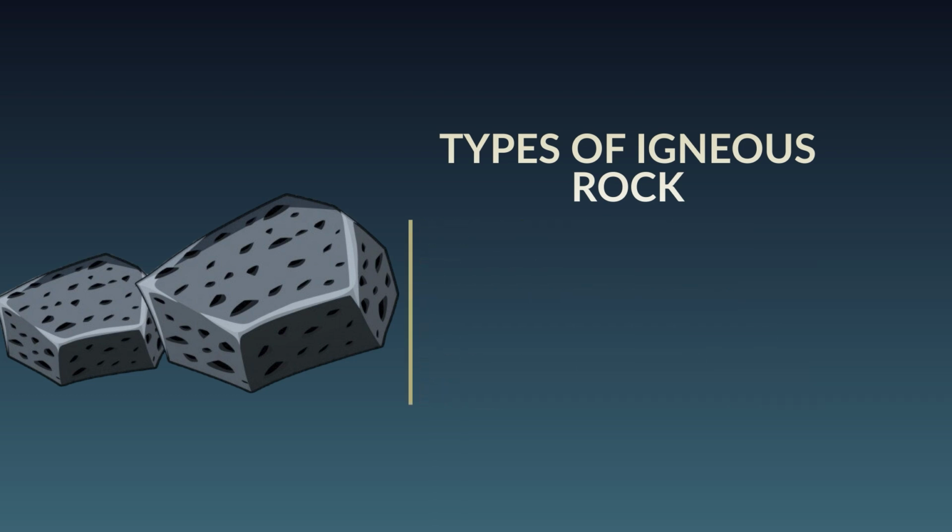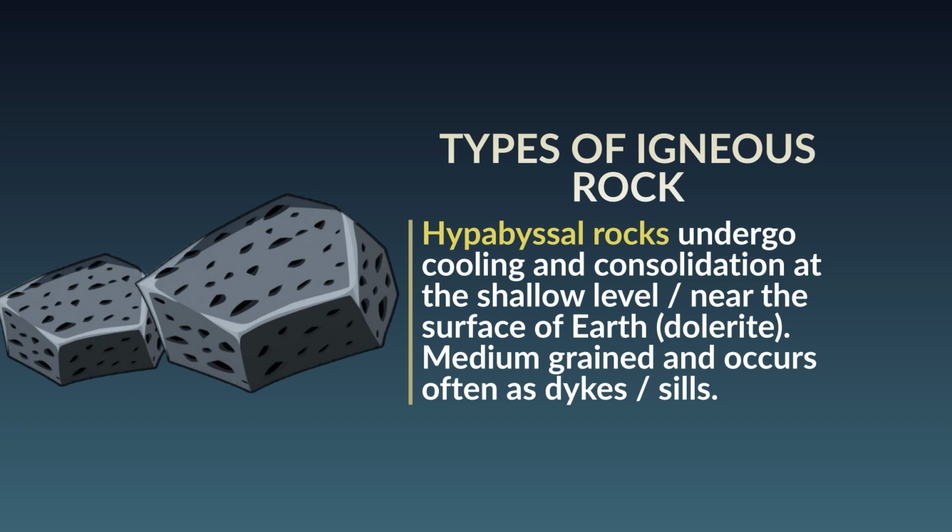Now, what are hypabasal rocks? They are somewhat intermediate in the sense that they undergo cooling and consolidation at a shallow level or near the surface of the earth. For example, the rock dolerite is an example of this. Because they are neither very deep nor coming to the surface, they are medium grained and occur often as dikes or sills.